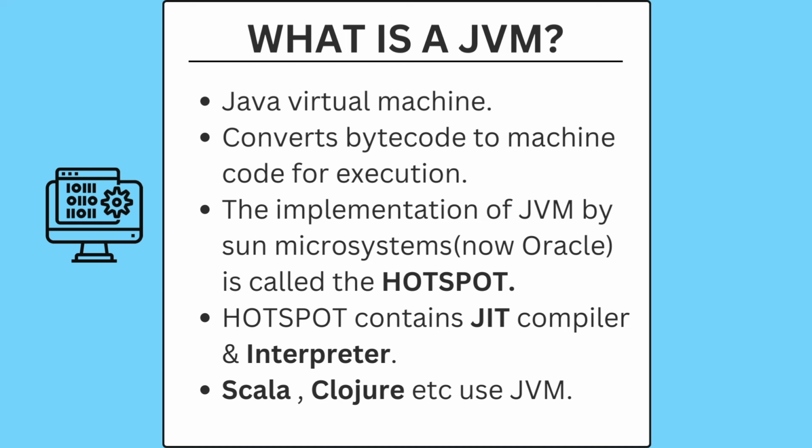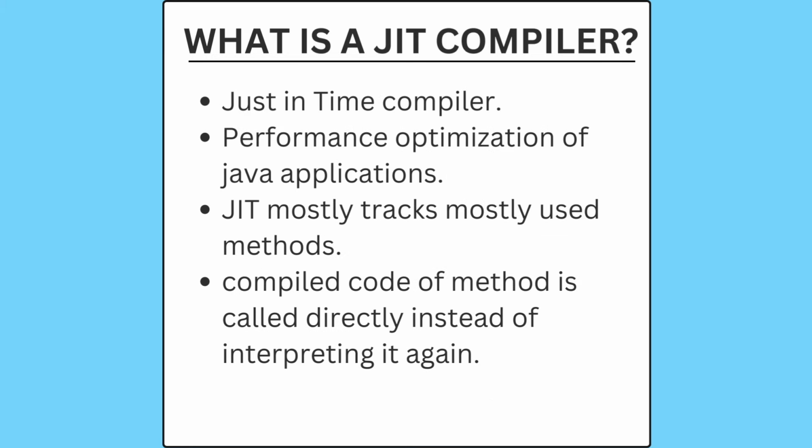So now in the final part of the video, let us understand what is the JIT, right? And how it improves the performance of the Java application, right? Now let us understand what is a JIT compiler, right? So JIT compiler stands for just-in-time compiler, and it is mostly used with the interpreter for performance optimization of Java applications, right? So how the JIT compiler optimizes performance is by keeping track of mostly used Java methods, right?